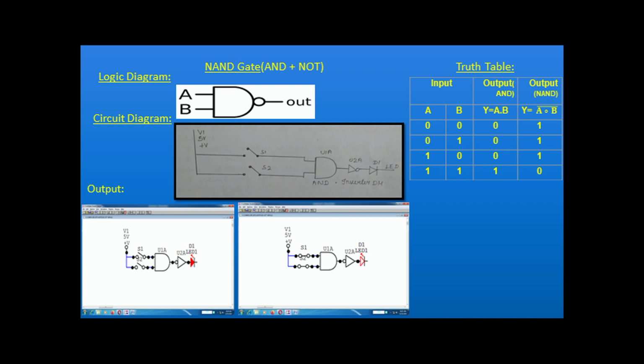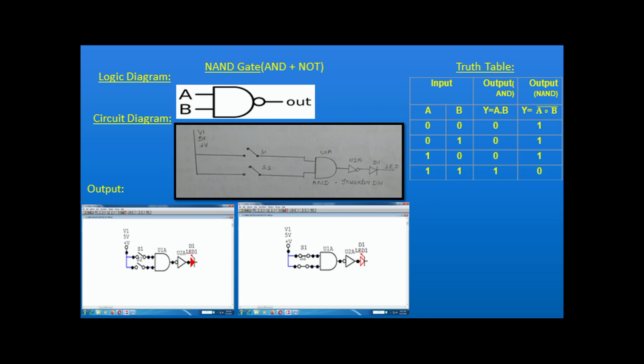If the switches are closed, the input is 1. You can see both diagrams. First we are giving the input 0, 0. What is the output of the NAND gate for 0, 0? From the truth table, if the input is 0, 0, the output of the NAND gate is 1. That means the LED is on. You can see in the diagram that the light is on there.